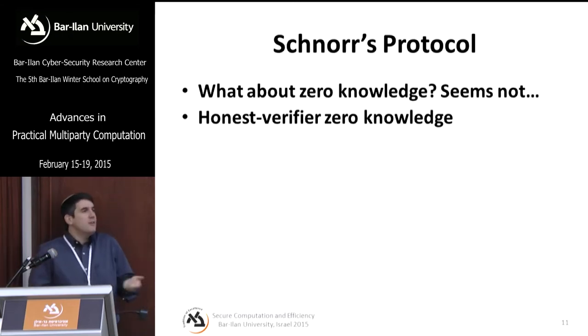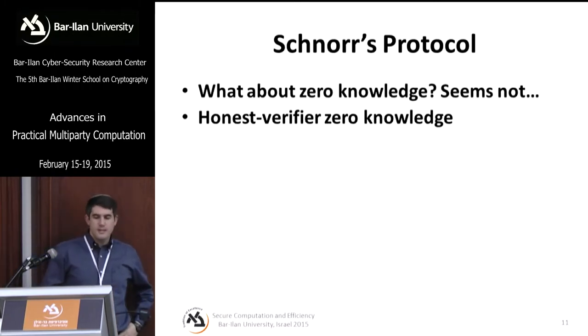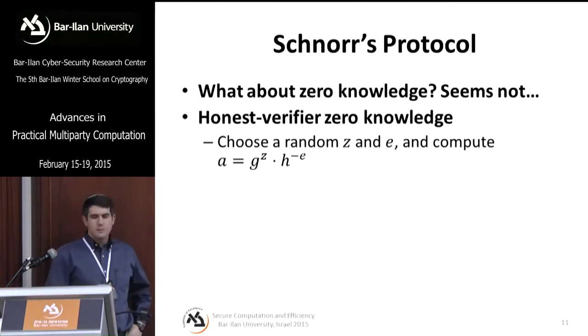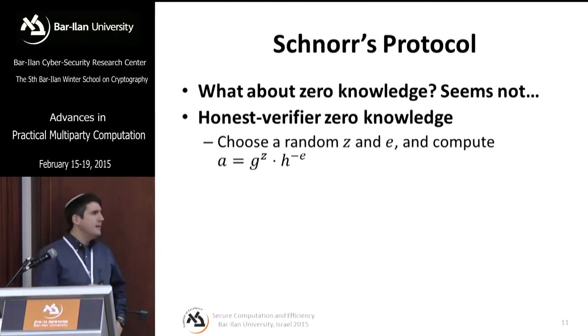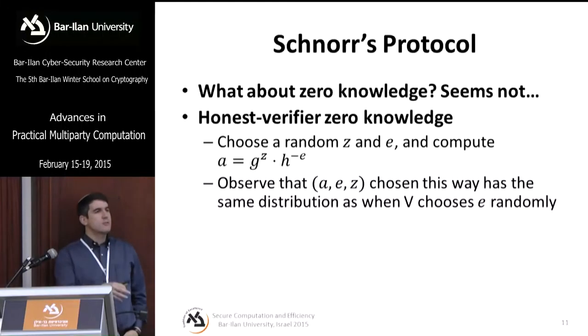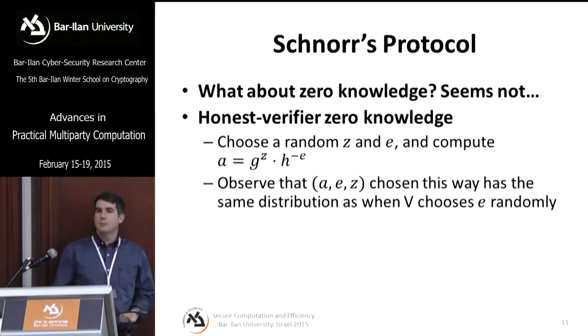So if the verifier is semi-honest, I want to show you that I can actually fully simulate this transcript. And it's very simple, I just reverse the order of things. What I do is I choose a random Z and E, so I choose the last two values in the proof, and I compute A to equal G to the Z times H to the minus E. Okay, I can do that. And all that means, if you look at this transcript, A, E, and Z, it looks like it has exactly the same distribution as a regular proof.